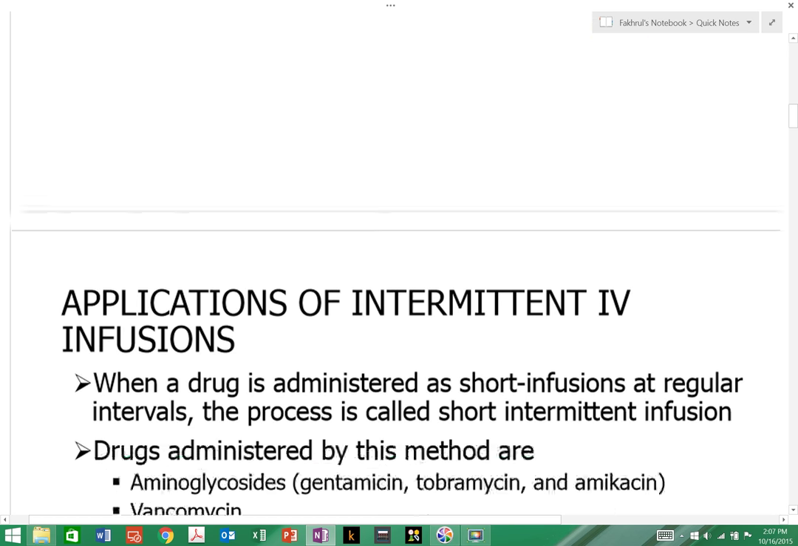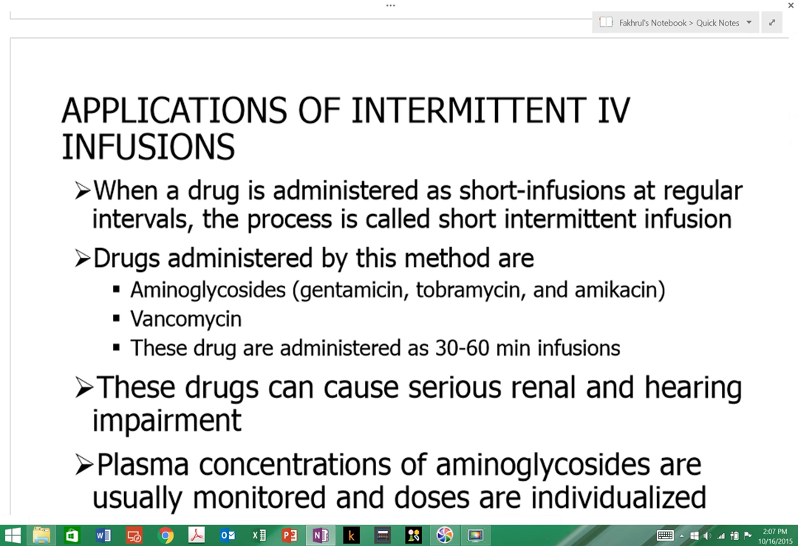So first, what is intermittent IV infusion? Intermittent IV infusion is that you have an infusion, you start, and then you give for 30 minutes, and then you stop. And then again, you give another infusion at the dose after the end of the dosing interval. So maybe you are infusing for 30 minutes. There is no infusion for the rest of the dosing interval. And then you infuse again here for 30 minutes. So that's why it's called intermittent.